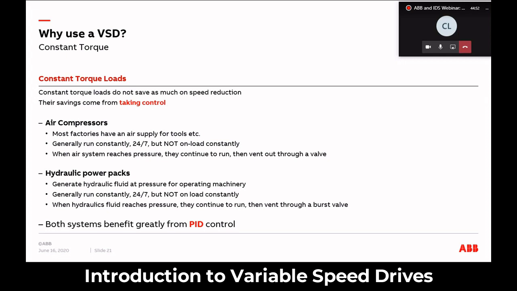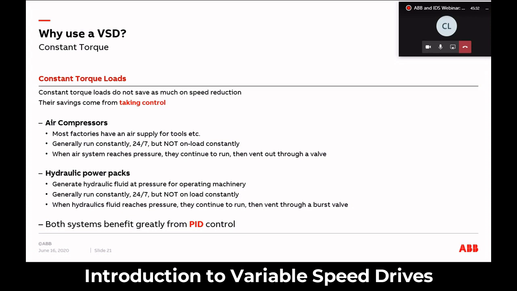So in terms of an air compressor, when the air system reaches pressure, they continue to run, and then by means of a valve, they vent out any excess pressure. It's very similar with hydraulic power packs, which generate hydraulic fluid at pressure for operating machinery. They are run constantly, but again not on load constantly, 24/7, typically. And when the hydraulic fluid reaches that pressure, they continue to run, and it's then vented through a burst valve.